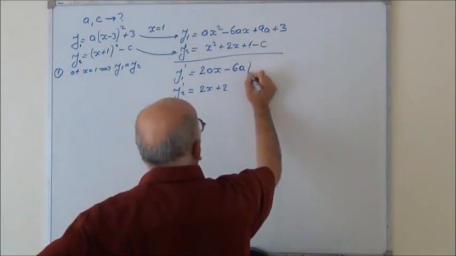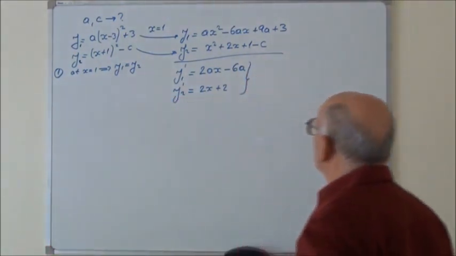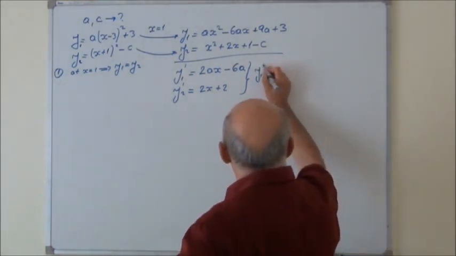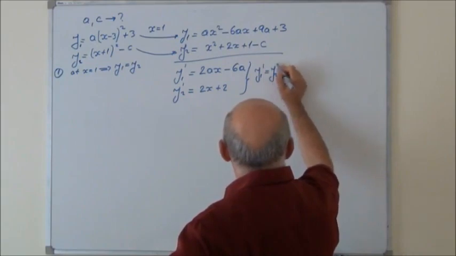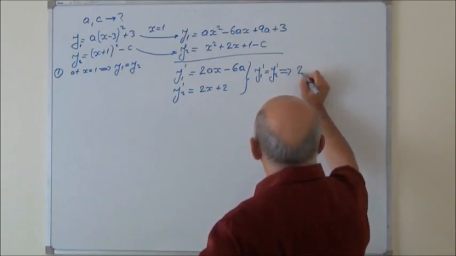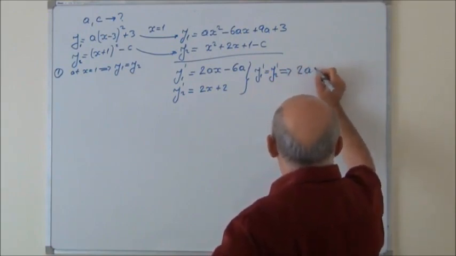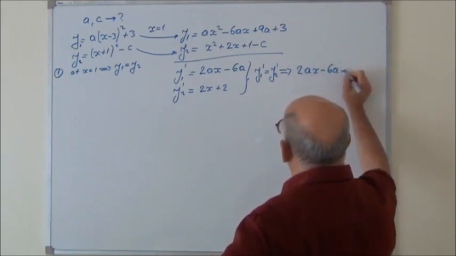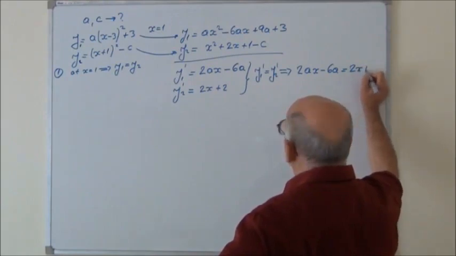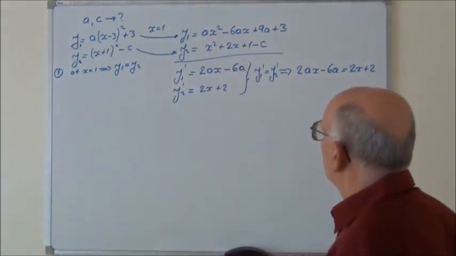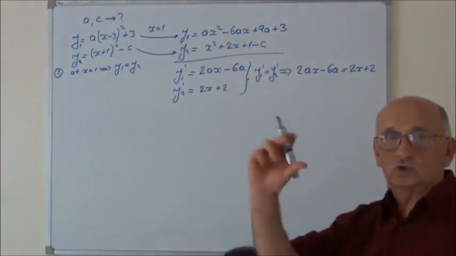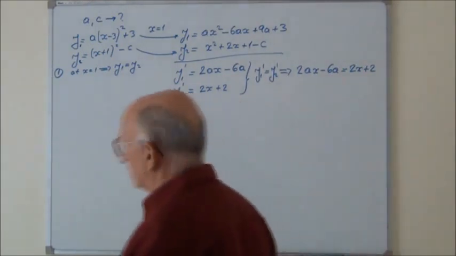Now if they join smoothly, then their derivatives are the same. So y1 dash equal y2 dash, and from there we have the second equation: 2ax minus 6a equal 2x plus 2. Now we can write those two equations as simultaneous equations to solve them.